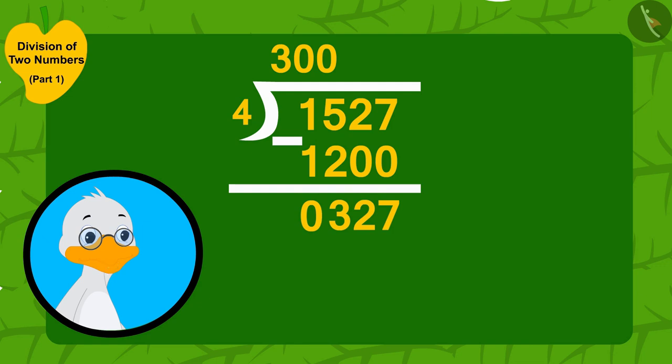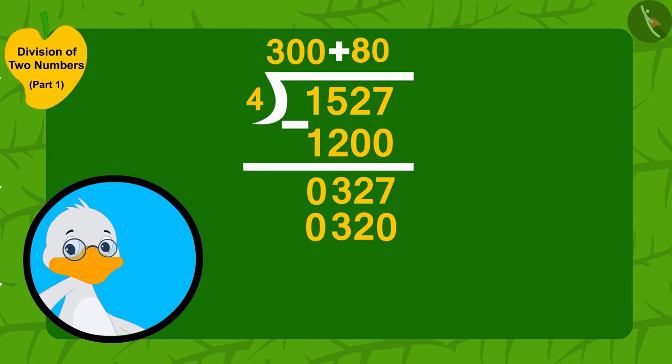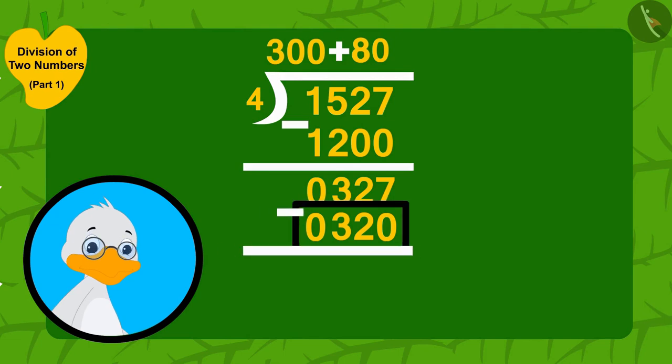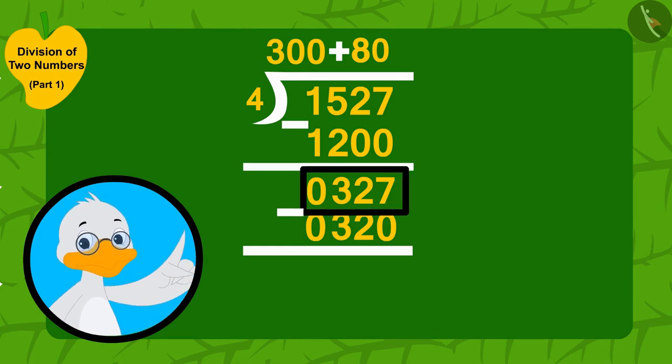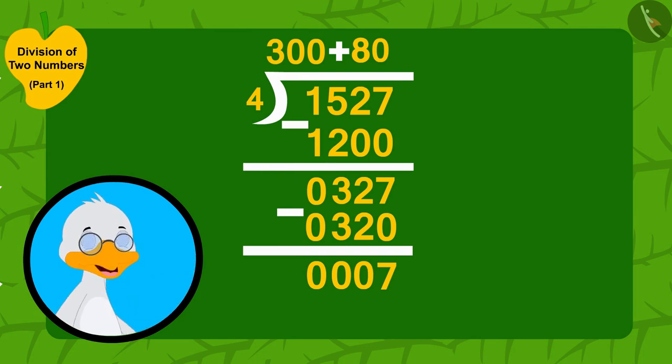I can also distribute these 327 mangoes in groups of 4 among the villagers. If I distribute these 327 mangoes in groups of 4, then I can distribute these mangoes to 80 more people, with each of them getting 4 mangoes. In this way, I will be able to distribute 320 mangoes. Uncle wrote 80 here and wrote down 320 at the bottom. Now, Barbole uncle deducted 320 out of 327. Good! I will still have 7 mangoes left.